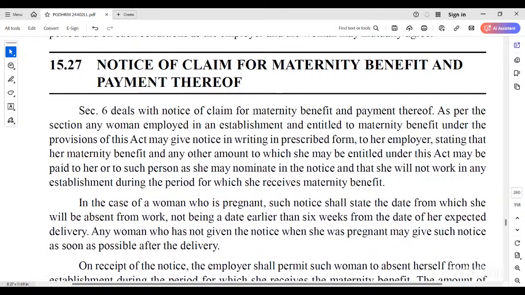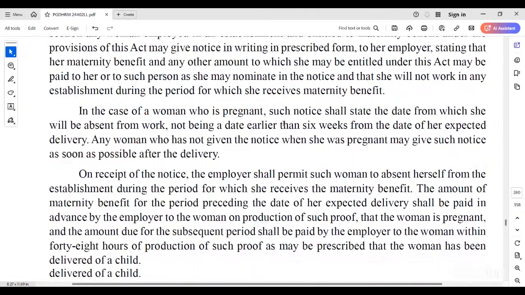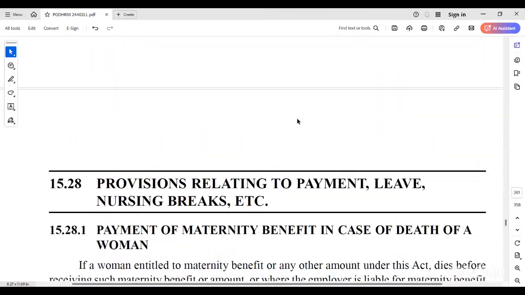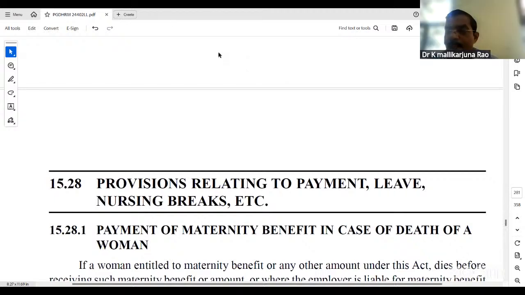So notice of claims for the maternity benefit and payments are also covered here. So after this, any doubts, Mahabub? Mahabub, any doubts are there? Mahabub, any doubts?